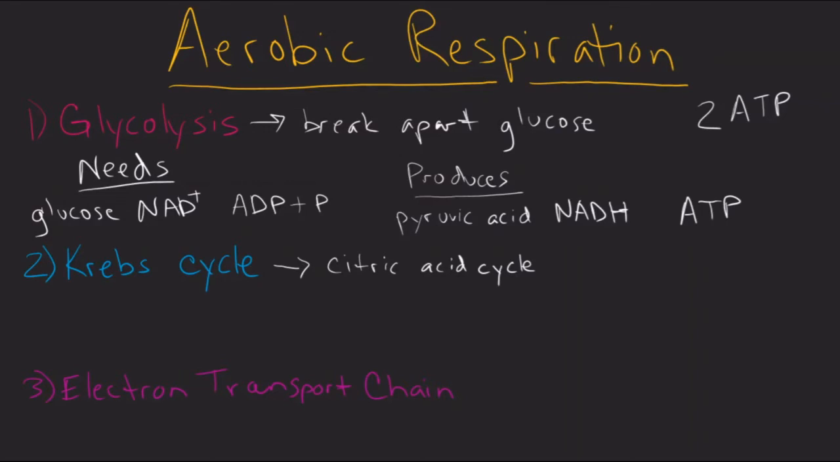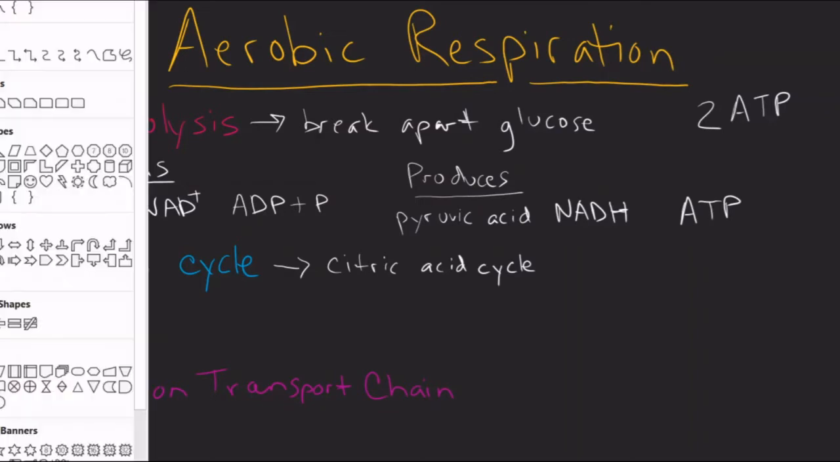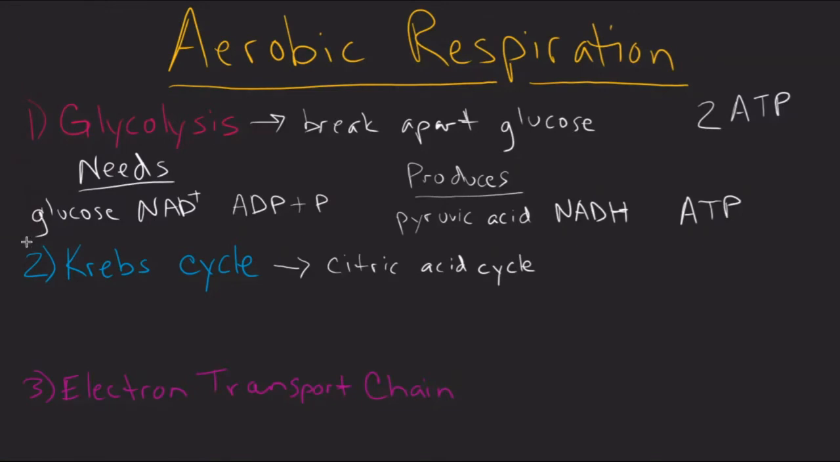So the Krebs cycle is also going to produce CO2 and net ATP from the process.